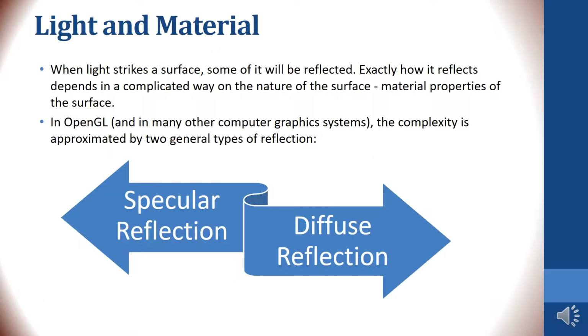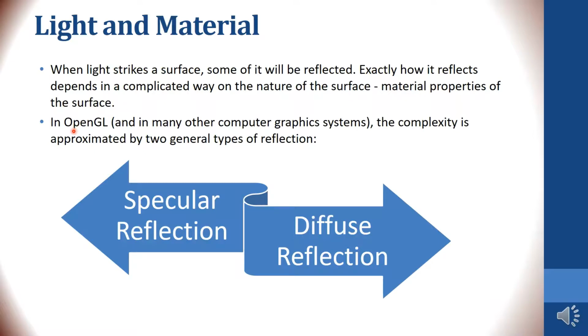Light and materials. When a light strikes a surface, some of it will be reflected. Exactly how it reflects depends in a complicated way on the nature of the surface itself, in other words, the material properties of the surface. So basically when the light comes in, some will be reflected, some will be absorbed. This reflection depends solely on the material properties of the surface.